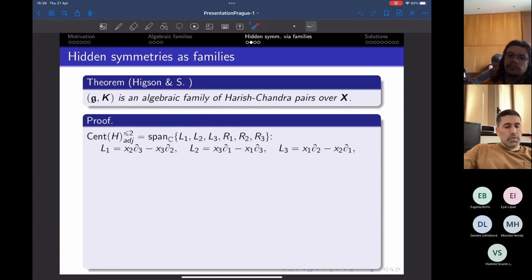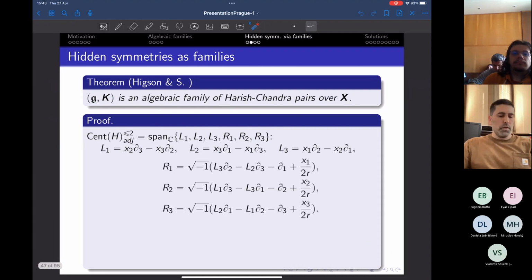The Ri's, if you're familiar with the Kepler problem, then the hydrogen atom system is a quantization of the Kepler problem. And in the Kepler problem, there is a constant of motion which is known as the Runge-Lenz vector or Laplace-Runge-Lenz vector. And its quantization gives rise to those Ri's. Explicitly, they are given in the following form.